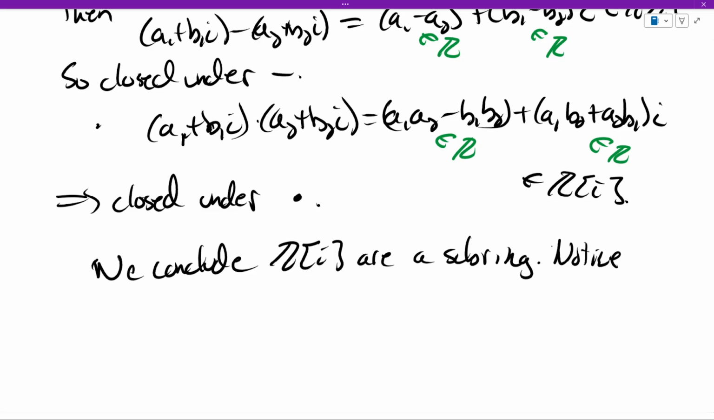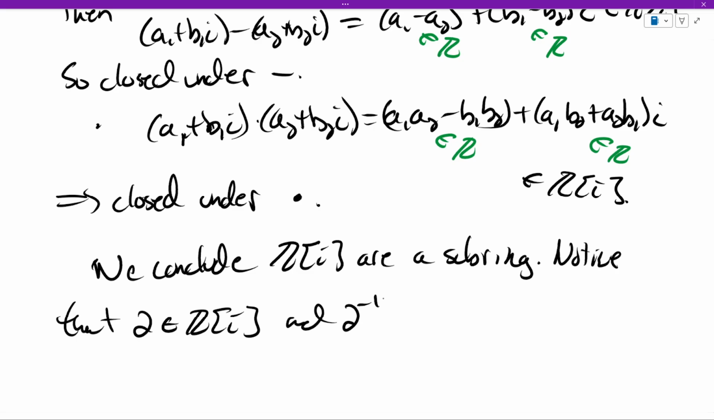Let's notice that 2 is in Z adjoin i, and 2 inverse, the multiplicative inverse, is not in Z adjoin i, because the multiplicative inverse of 2 is 1/2. So it can't possibly be a field because it fails to have multiplicative inverses of non-zero elements.